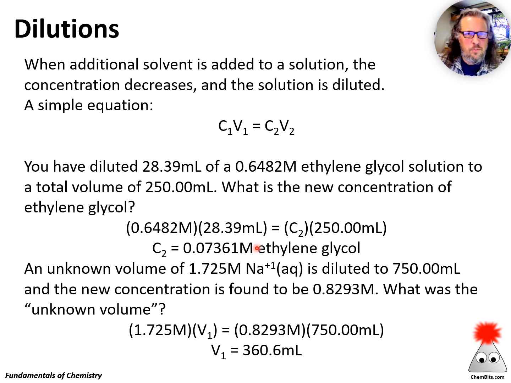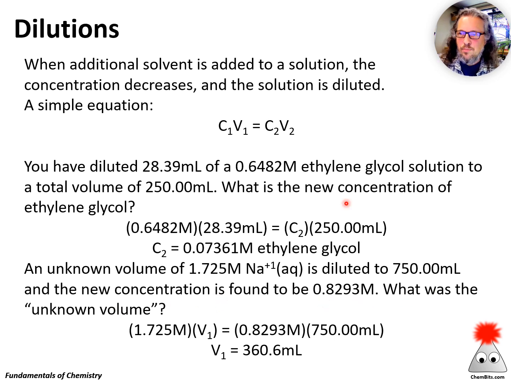Let's use this in a slightly different direction. An unknown volume of 1.725 molar sodium ions. Here we're just using sodium ions because we don't care what the other ion is. We know there has to be an anion in that solution, but whether it's nitrate or chloride or sulfate or any number of other things doesn't really matter. We're just focused on the sodium. So an unknown volume of that sodium solution is diluted to 750 milliliters, and the new concentration is found to be 0.8293 molar. What was the unknown volume?